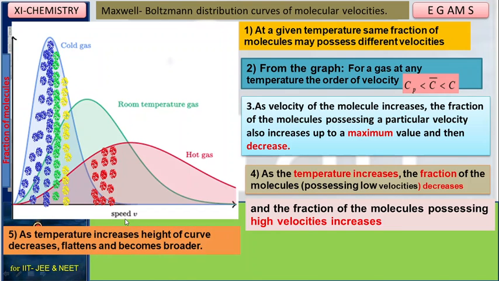Fifth point, as temperature increases, the height of the curve decreases, and it flattens and becomes broader. See here, as temperature increases, its width is increasing, it is coming like this.